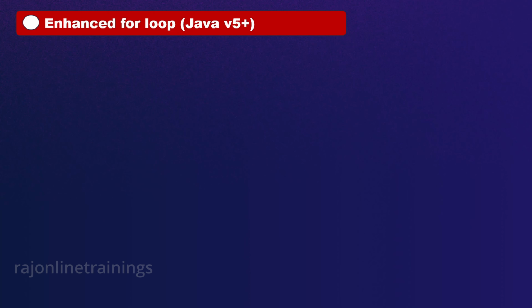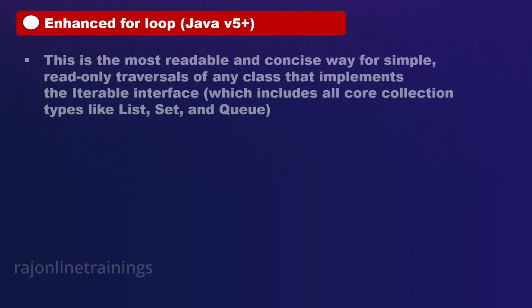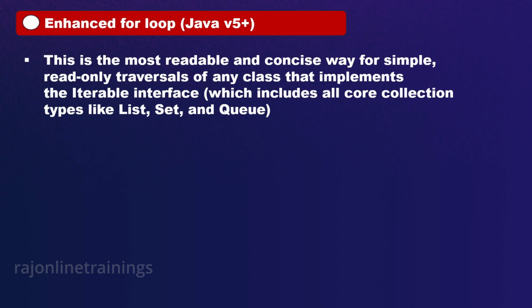The next important one is the enhanced for loop. This is very important and widely used by many developers. This loop was added in Java 5. And what is the benefit? This is the most readable and concise way for simple read-only traversals. It works for any class that implements the Iterable interface. It can be any core collection, like a list, set or queue.